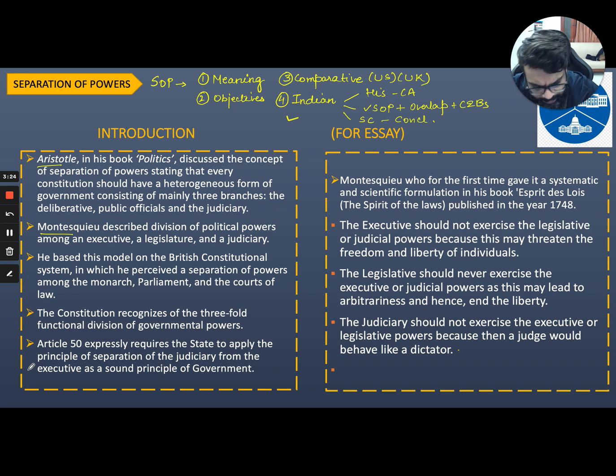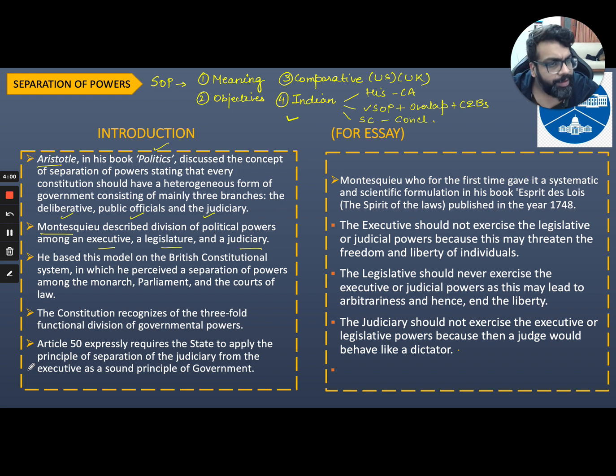So Aristotle, in his book called Politics, had for the first time discussed the concept of separation of powers, very primarily saying that any heterogeneous form of government which has a constitution should primarily have three branches: a deliberative branch, a branch of public officials, and a branch of the judiciary. Now, Montesquieu essentially gave more structure to this, where Montesquieu said that there is a division of political powers amongst the executive, the legislature, and the judiciary.